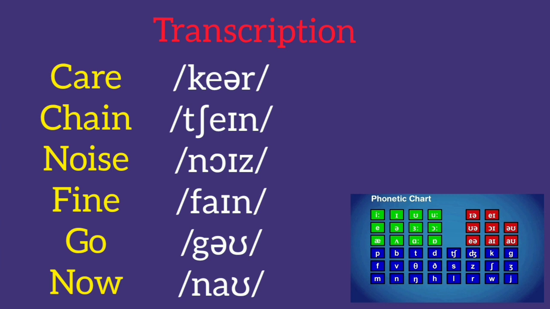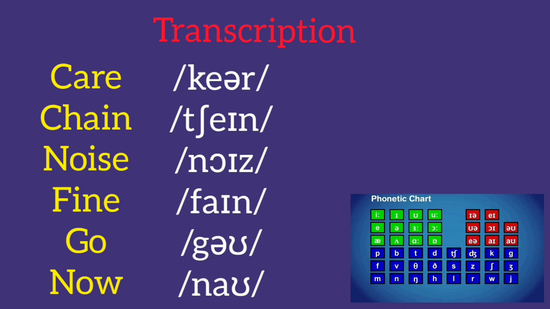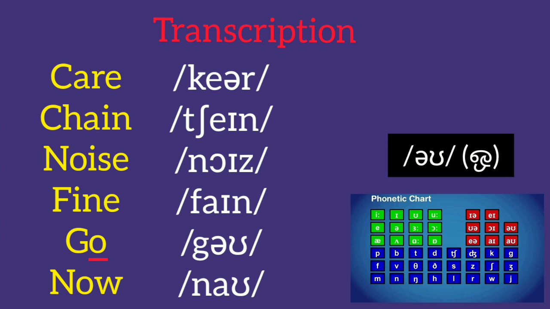Next is fine. The letter I produces a sound of diphthongs I as it matches with the sound I. Hence its transcription is slash if I in slash. Next, for the word go, the letter O produces a sound of diphthongs O. As it matches with the sound O, its transcription is slash g o slash.